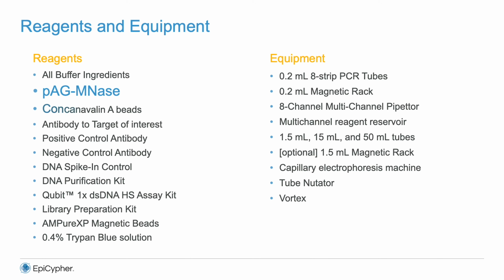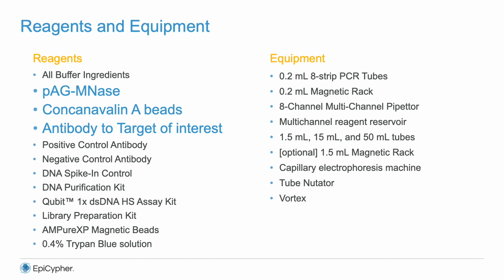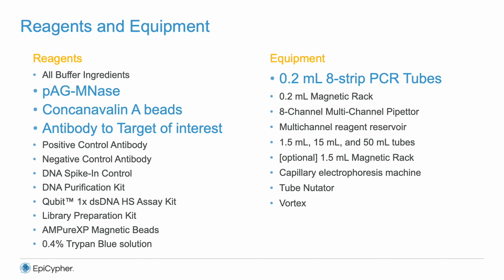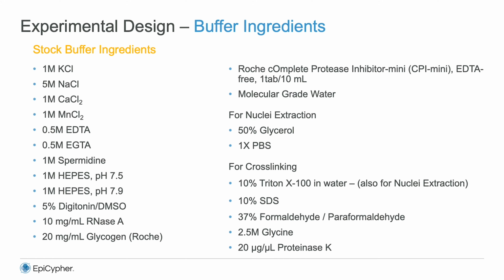Before getting started, make sure you have access to all the required reagents and equipment. PAG eminase, Con-A beads, and antibodies need to be carefully handled. Our protocol has been adapted for high-throughput sample preparation and processing in an 8-strip PCR tube format, offering consistent sample handling and reproducibility in cut-and-run experiments. It is important to use the molecular-grade buffer ingredients listed here. For a complete list of all materials and our recommended vendors, click Show More in the video description below.